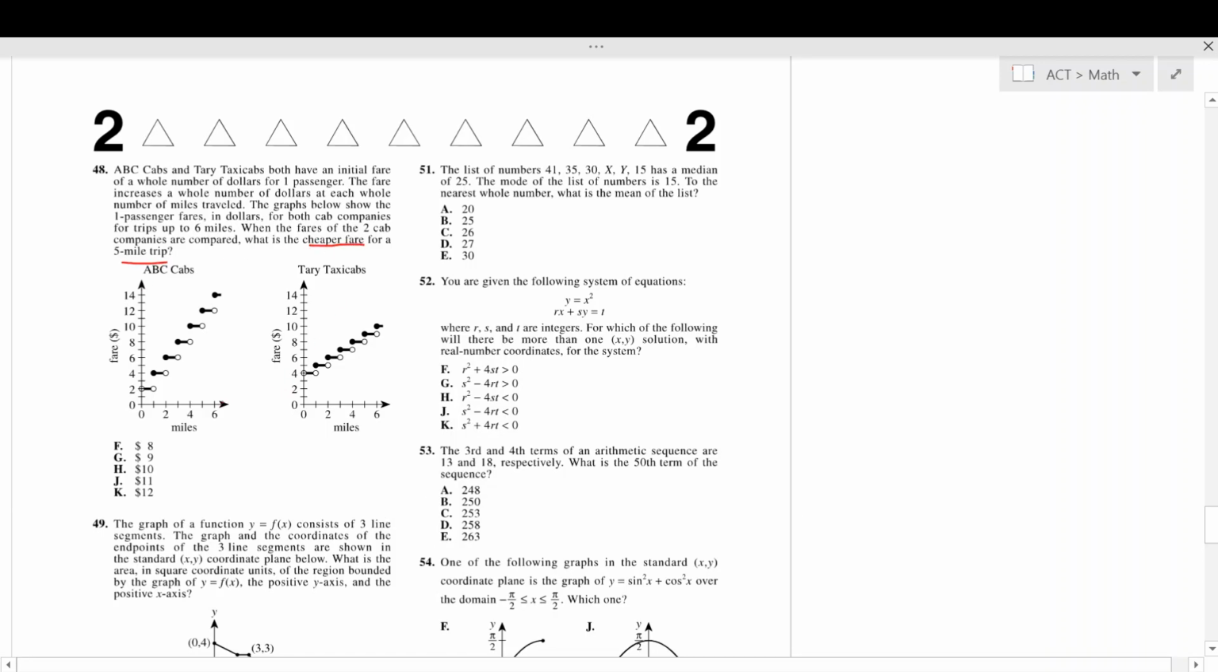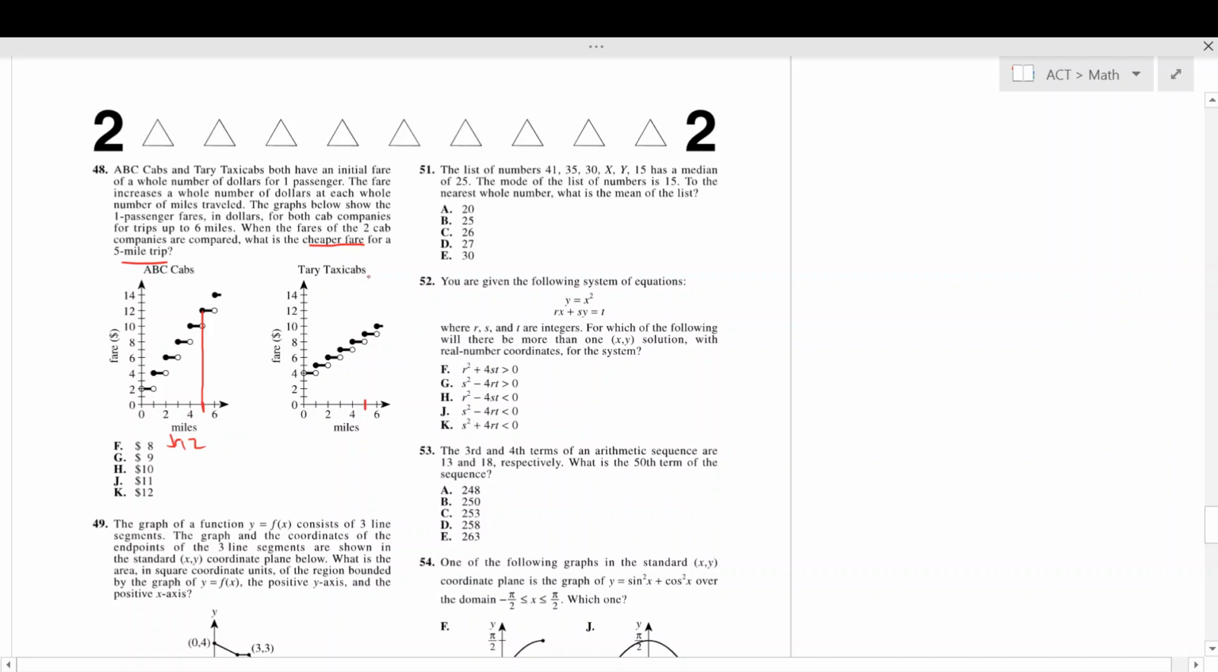Right, so 5-mile trip, 5 miles would be right here and right there. So to find the fare is the y-axis. We just go up from 5 until we hit the graph. See, this is an open dot here. That means that this open dot is not actually where we stop. 5 miles does not cost $10. Actually, we need to go to the nearest closed dot or the closed line. So 5 miles actually costs $12 here.